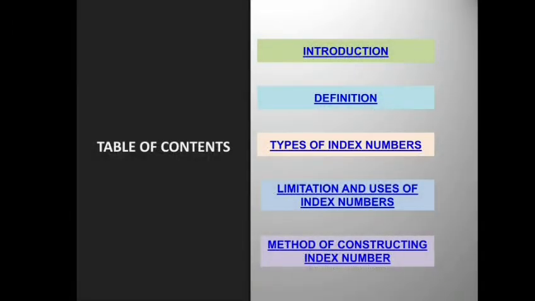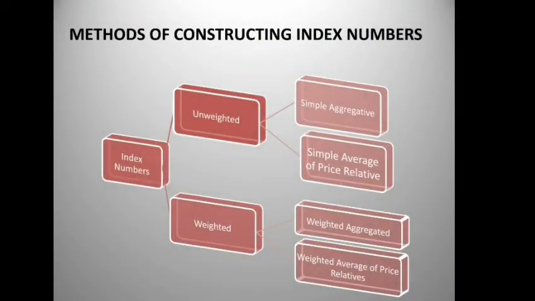For the last topic, we have methods of constructing index numbers. The figure below shows the methods of constructing index numbers. Index numbers can be divided into two parts, unweighted and weighted. In unweighted, we have simple aggregative and simple average of price relatives, and in weighted, we have weighted aggregative and weighted average of price relatives.